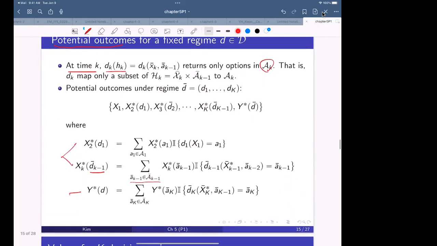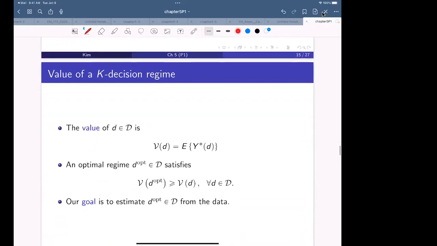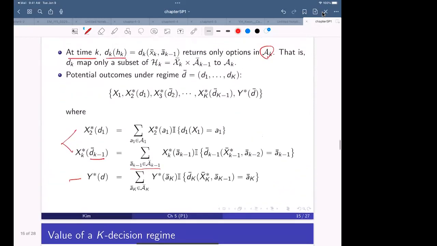Yeah, I think understanding the notation takes so many things going on. So anyway, why do we define this?